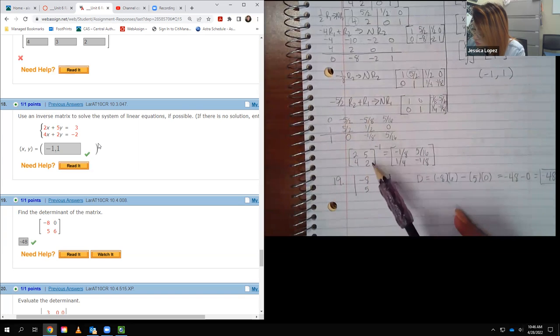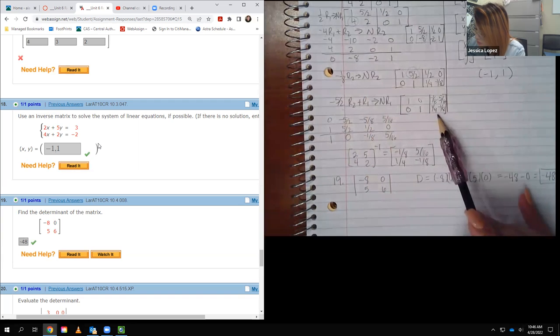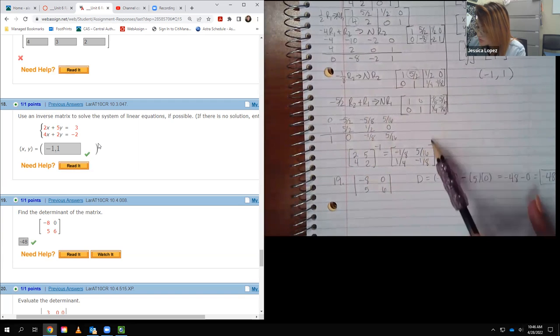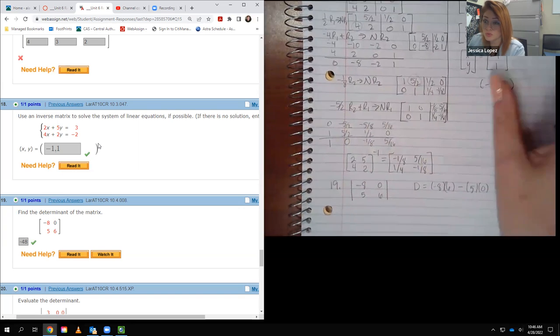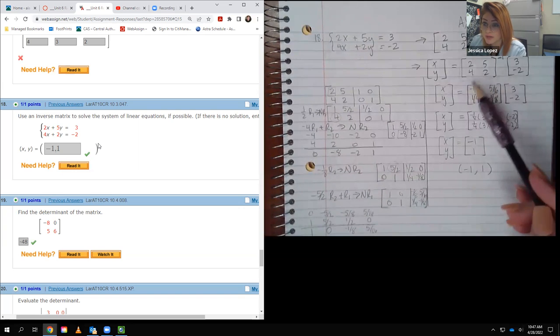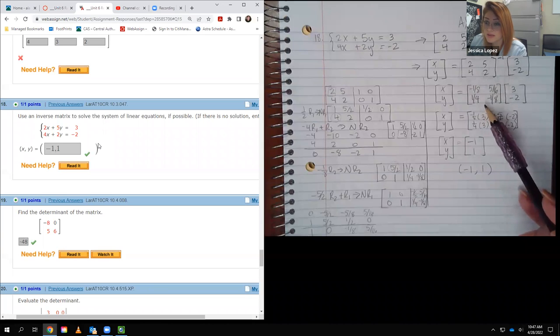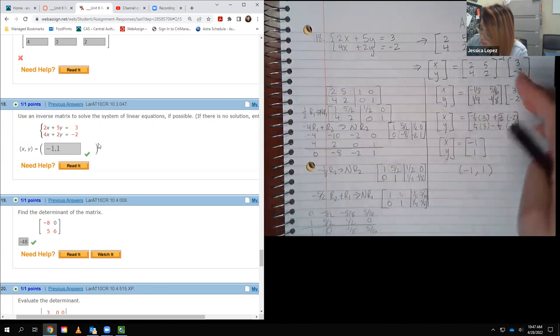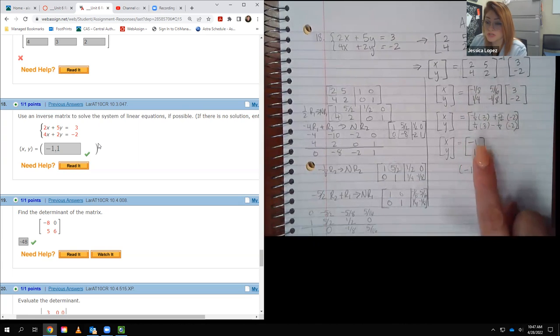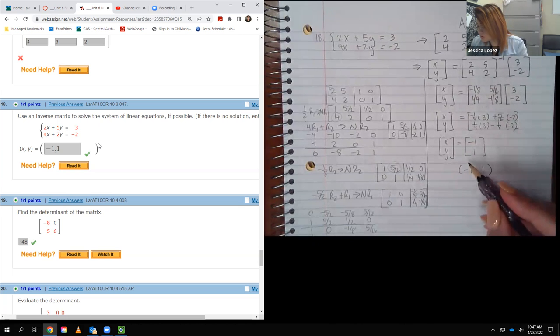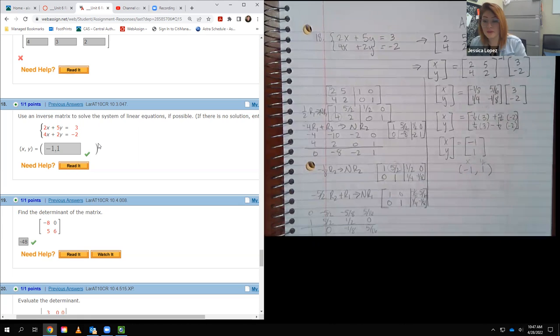So the inverse of this matrix is equal to this matrix here with all the fractions. I replaced the inverse notation with the actual inverse. And then from here, I did row times columns, and I ended up with these entries. After those computations, I ended up with -1 and 1, which means that the solution is a coordinate x, y, which is (-1, 1). And that did happen to be correct.